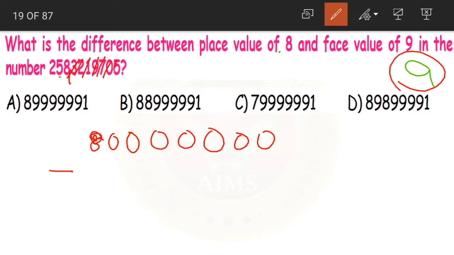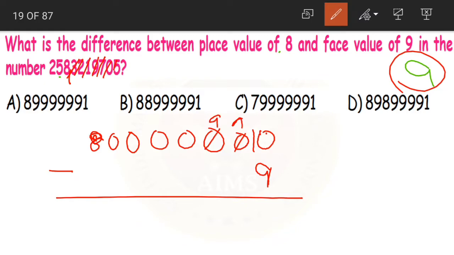From this we should subtract 9. Yes, children, when we have to subtract like this with so many zeros, what we should do is, first 0 becomes 10. All the other zeros become 9. Yes, and after the zeros there will be one non-zero digit, so that will become minus 1. 8 minus 1 becomes 7. Okay, now let us subtract.